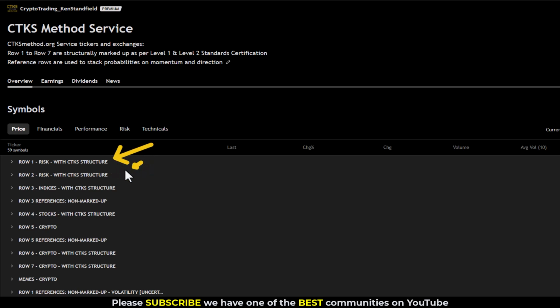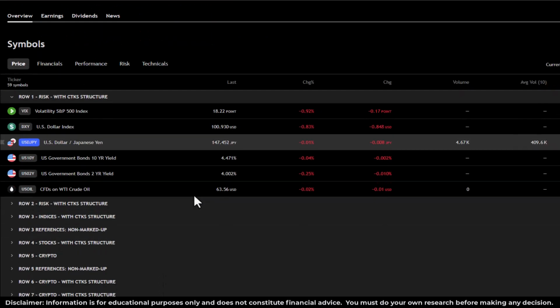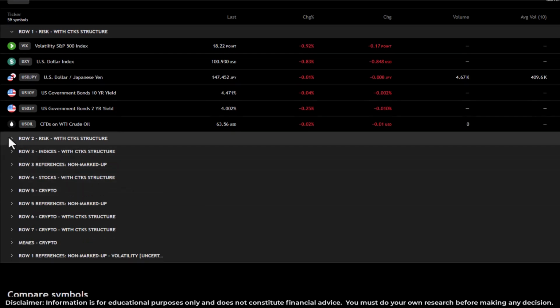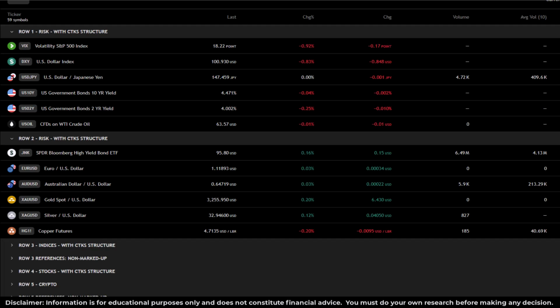Now we're going to specifically look at the watch list. We're going to look into row 1 and row 2. Row 1 and row 2 give you an indication of risk on or risk off sentiment. One of the things that we can see here is that the VIX came down in the last trading session. When you're looking at a headline number, it's really difficult to understand the directional correlation and momentum, so we need to dig in a little bit further.